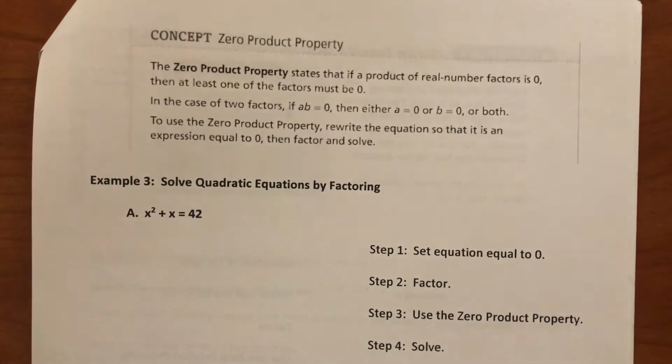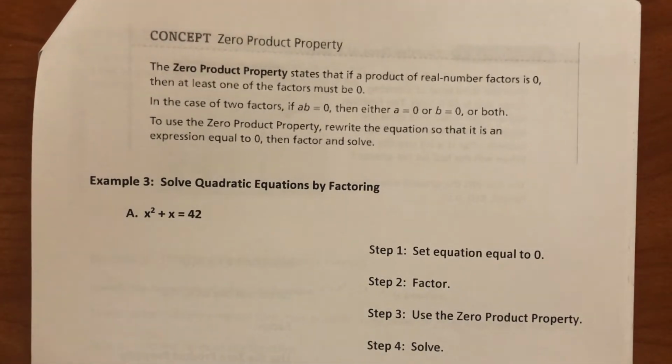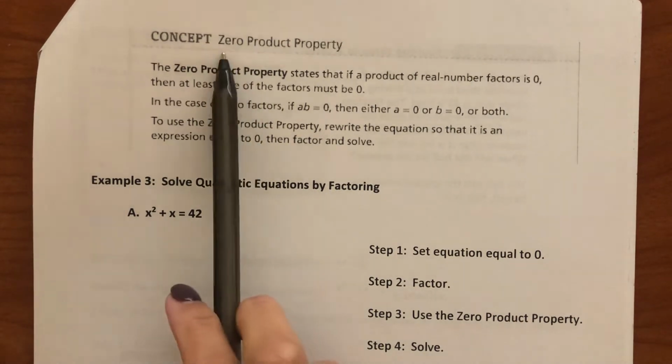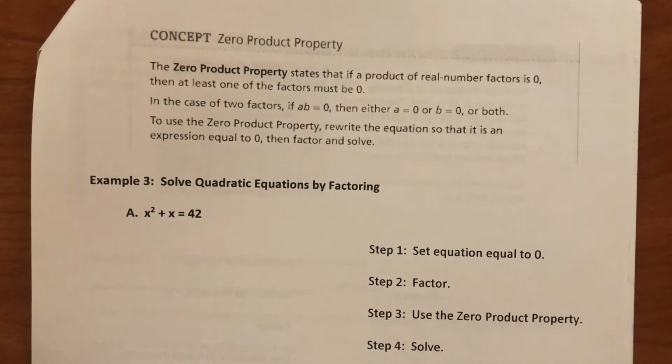All right, continuing our factoring section. We're still in chapter 2.3, factoring quadratics. Today we're going to apply the factoring method to solve quadratics, and we're able to do that by what's called the zero product property. Zero product property.